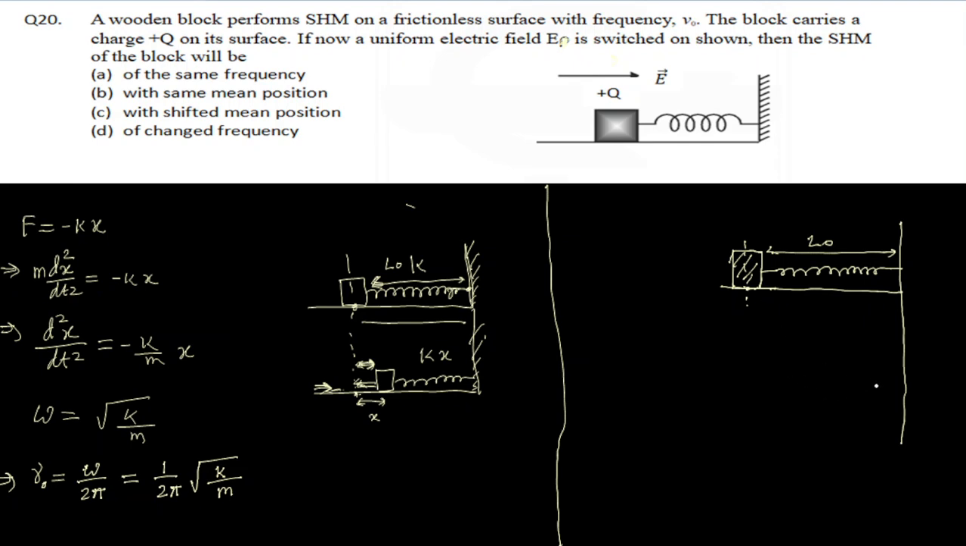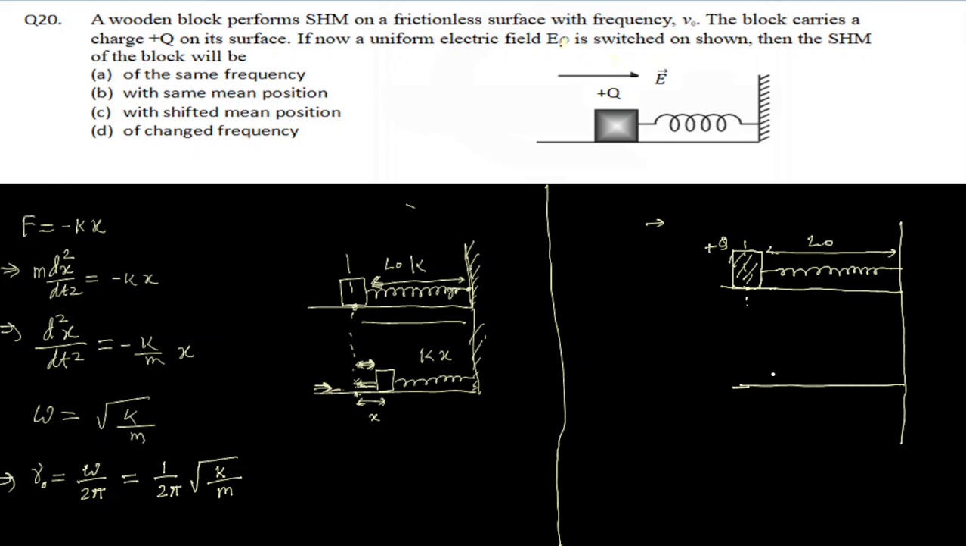But now, as soon as we apply this electric field, what is going to happen? We are putting a charge plus Q on the block. If we place this charge-carrying block in an external electric field, which is towards the right, the force on this charged particle because of the electric field will be Q into E. Since this block is free to move on the surface, it will start moving towards the right.